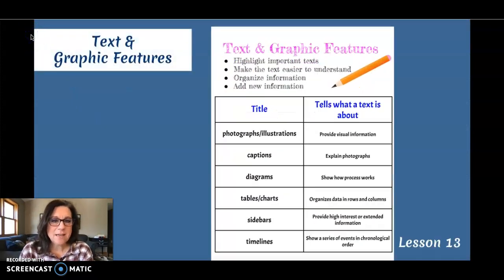So let's take a look at some text and graphic features. Remember, text and graphic features highlight important texts. They make the text easier to understand. They organize the information, and they also add new information. I have highlighted timelines because that's what we're talking about today. A timeline shows a series of events in chronological order.